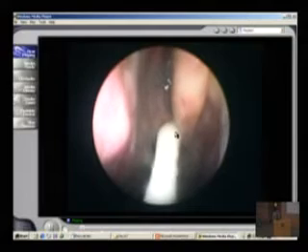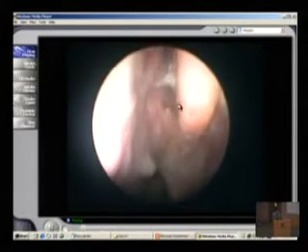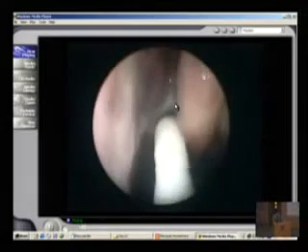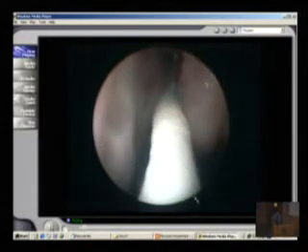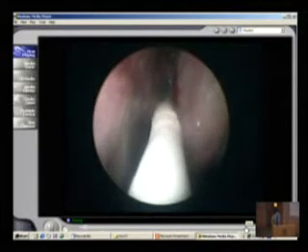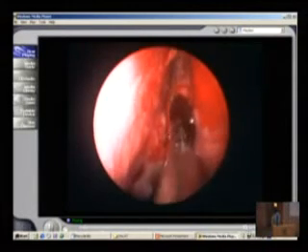Here's the appearance. You can see the rest of the nose is normal. Some mucous pus draining down from the sphenoethmoidal recess. Okay. Then what I would like to show you is the last bit of the surgery.